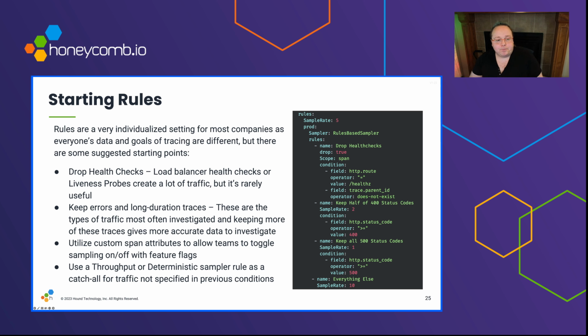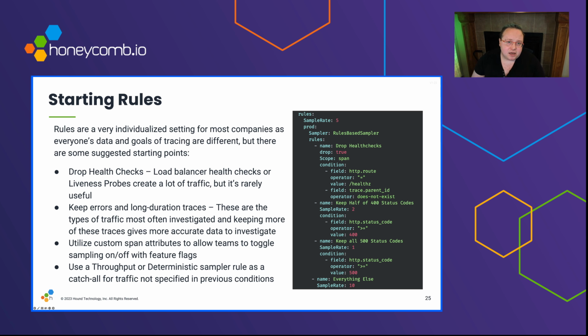Next, we recommend keeping your errors, so having a sample rate of 1 or maybe 2 at the most for your 500 errors or maybe your 400 errors, but also for long duration traces. If you have traces that are running 2 seconds long, that's a long time in the world of web services for the most part. You want to keep those so that you can look at that data and figure out where these long duration traces are coming from.